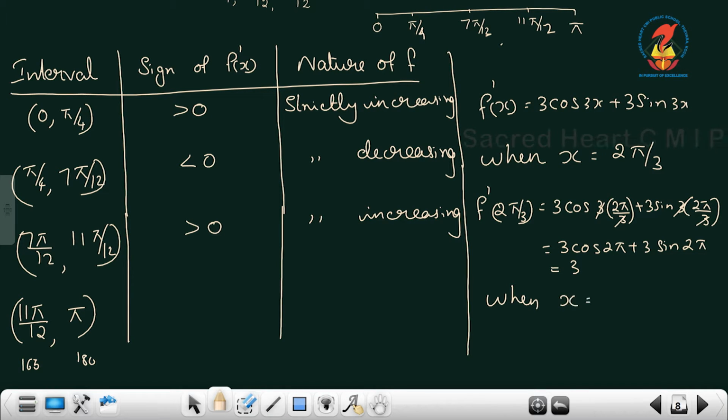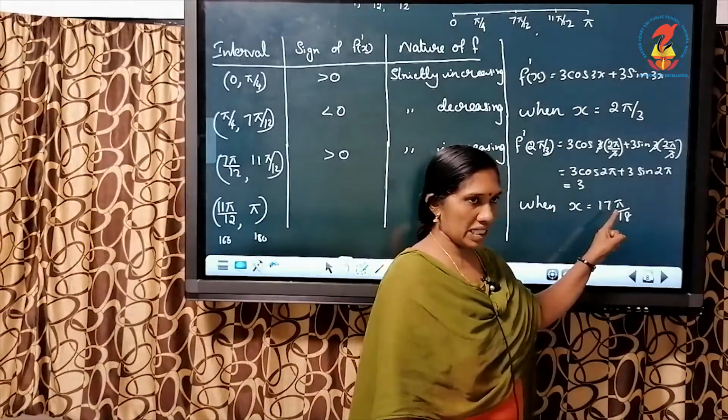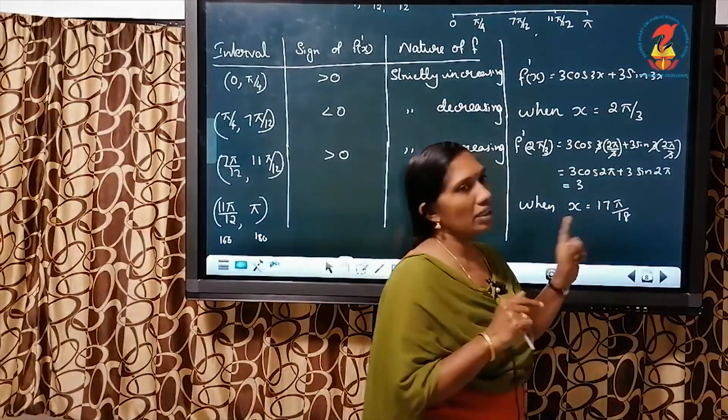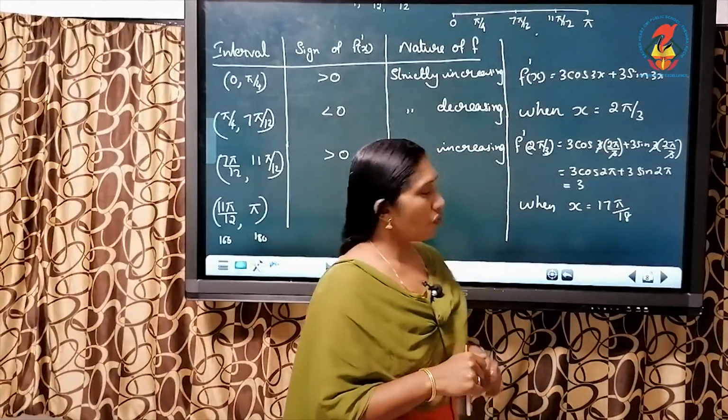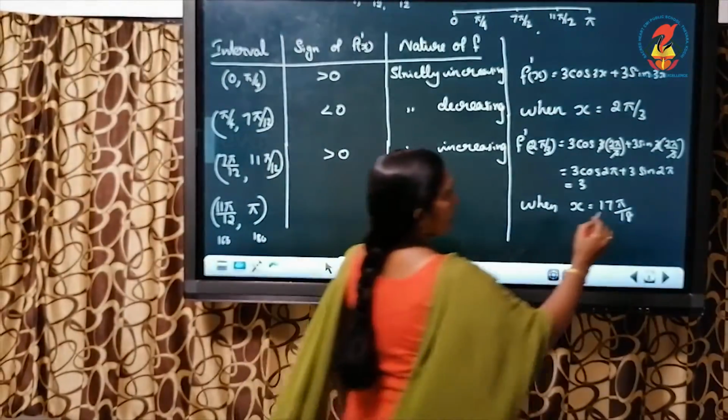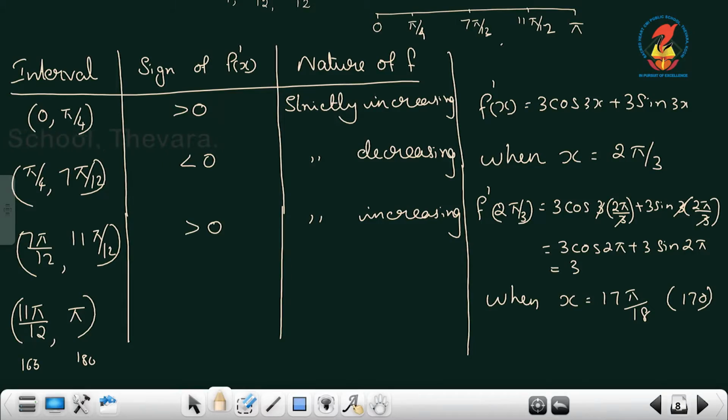So look children, here I am taking 17 pi by 18. Pi means 180. 180 by 18 means 10. 10 into 17 means 170. So 170 is in between 165 and 180. This is 170. So we substitute in f dash, 17 pi by 18.